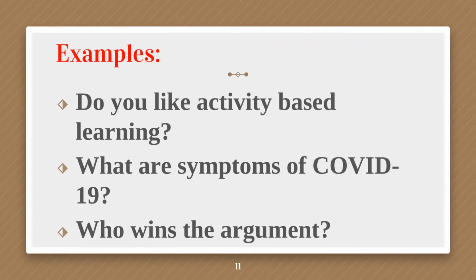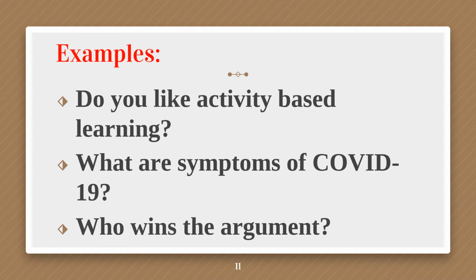Examples are, do you like activity-based learning? Someone is asking someone, do you like activity-based learning? So there is a question mark. What are symptoms of COVID-19? Question mark. Then who wins the argument? Question mark. You can see here that at the end of every statement, these are not declarative sentences, these are interrogative sentences, and I have used a question mark at the end of the statement which shows that this is a question.